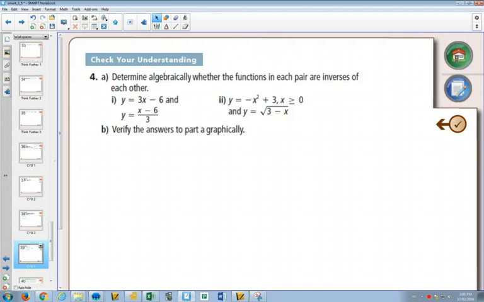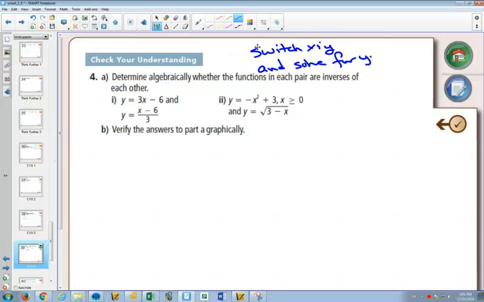What we're going to do is solve these algebraically, or determine if these are inverses algebraically. Now remember, algebraically, to find out if something is an inverse, we switch the x and the y, and then we solve for y.